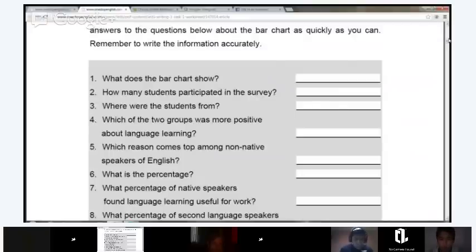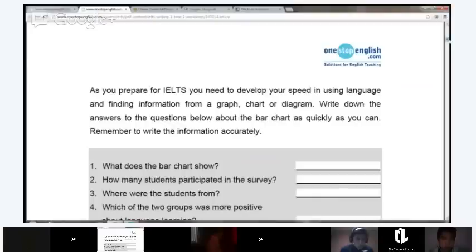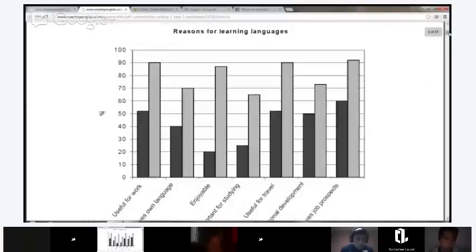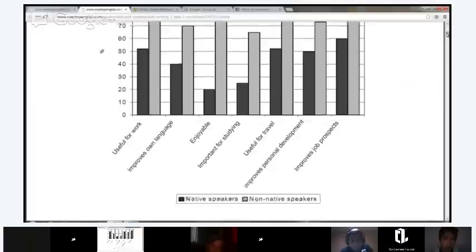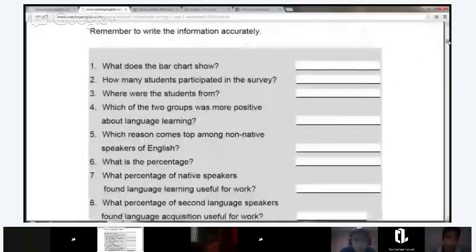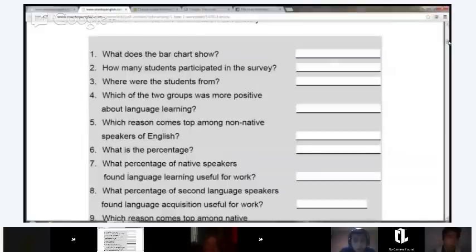And so the next one, which reason comes top among non-native speakers of English? You said it was useful for work. Improve job prospects. So how could we turn that into a sentence?